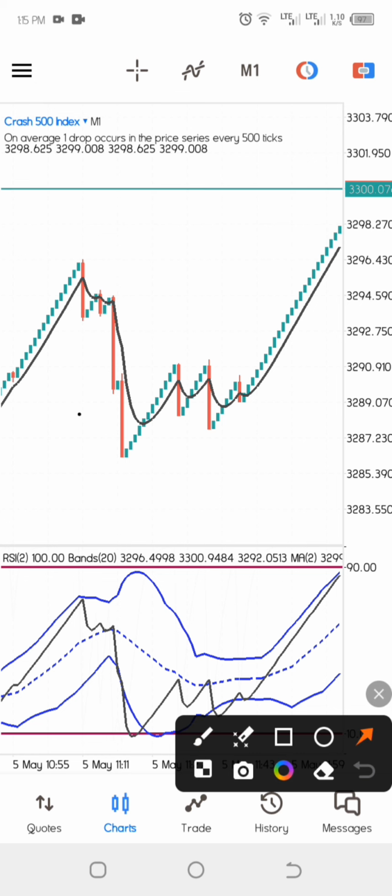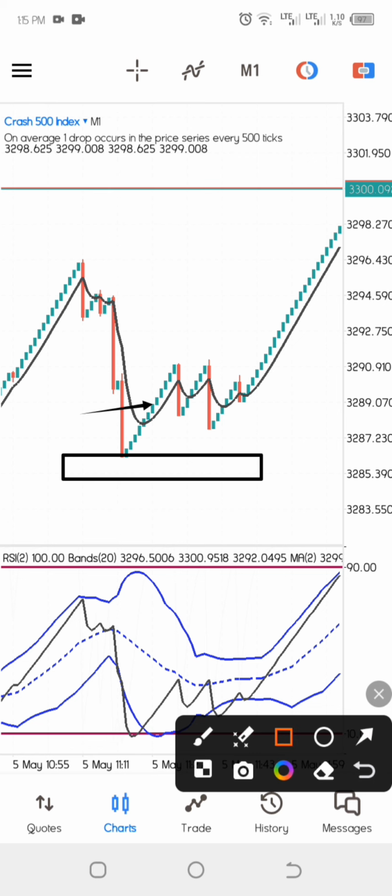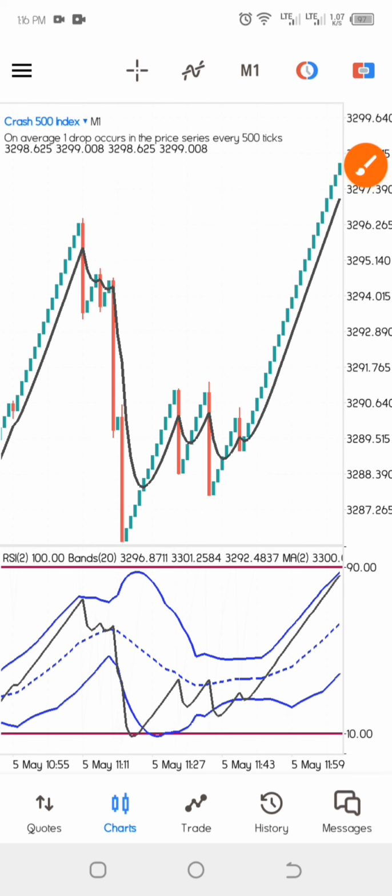Then you enter your trade at this area right here, and your stop loss should be right below the last area where the price spiked. The take profit should always be above the support or the resistance area. So that is where your TP should always be. Okay, so that is how you can use this strategy for both TP and stop loss.